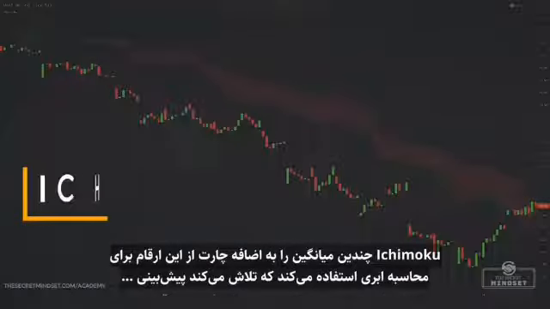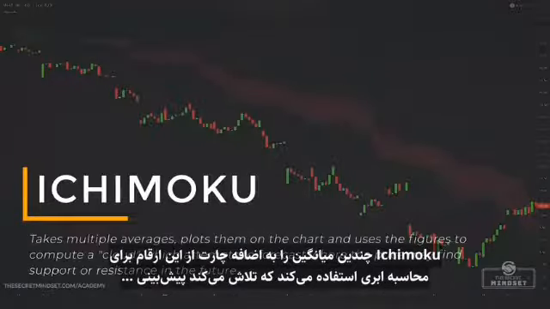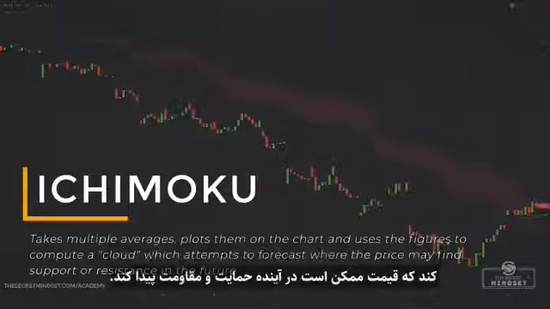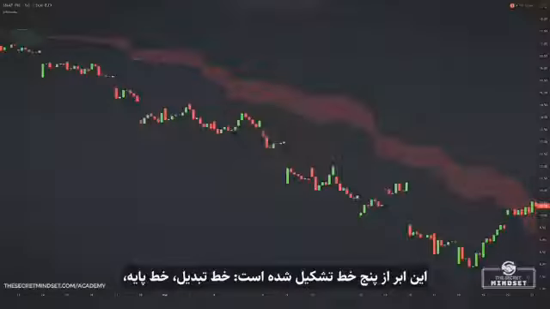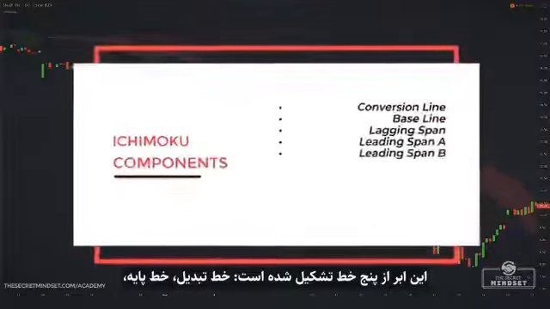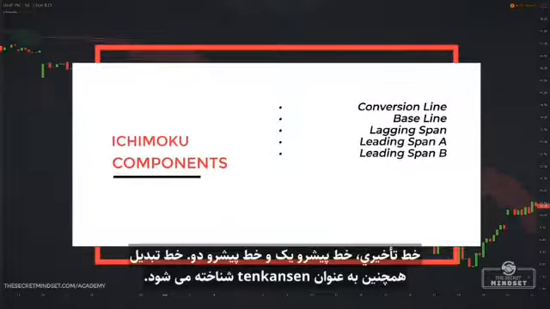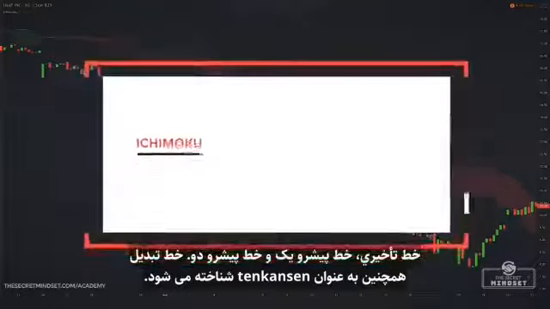Ichimoku takes multiple averages, plots them on a chart, and uses these figures to compute a cloud, which attempts to forecast where the price may find support and resistance in the future. The Ichimoku cloud consists of 5 lines: conversion line, baseline, lagging span, leading span A, and leading span B.